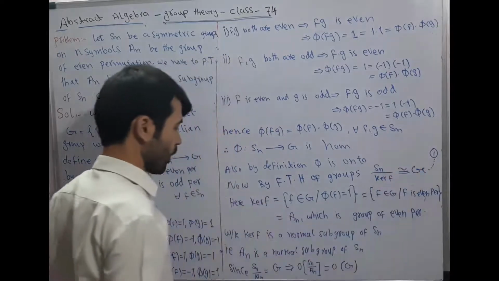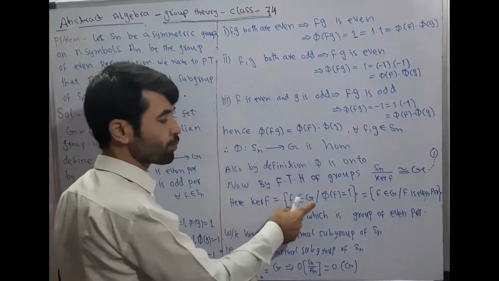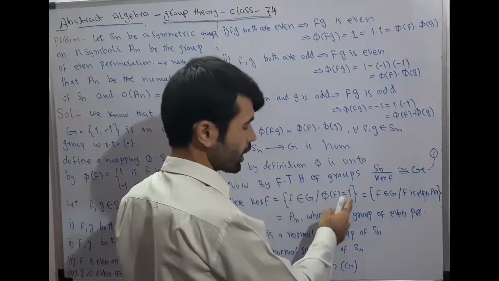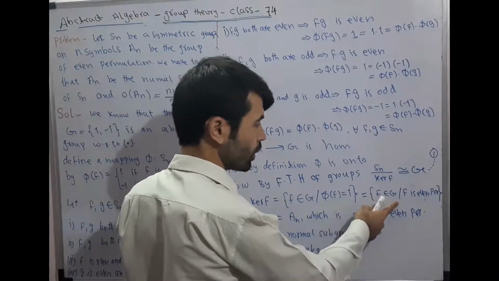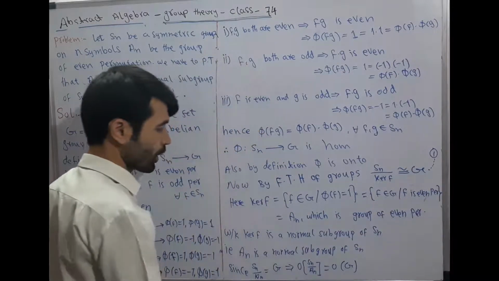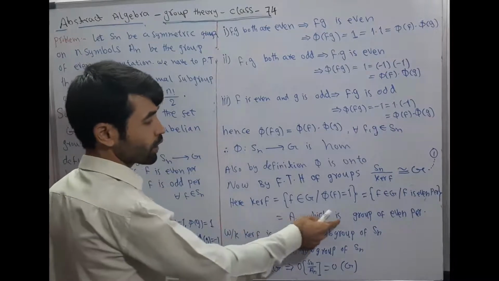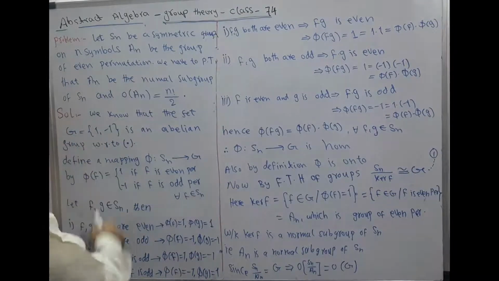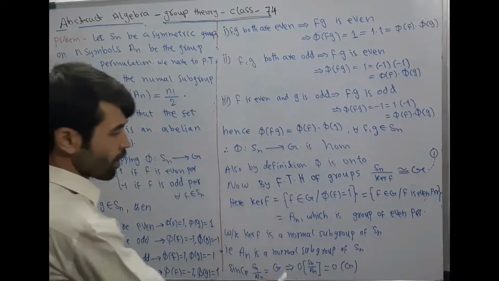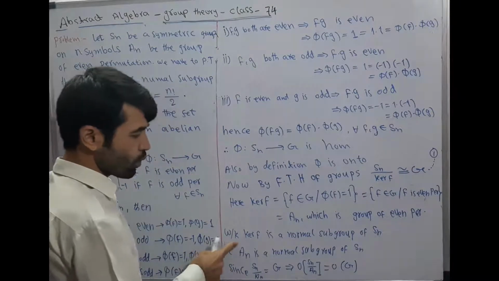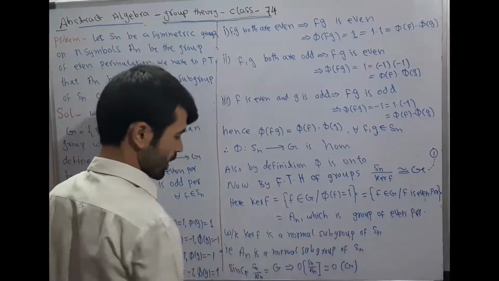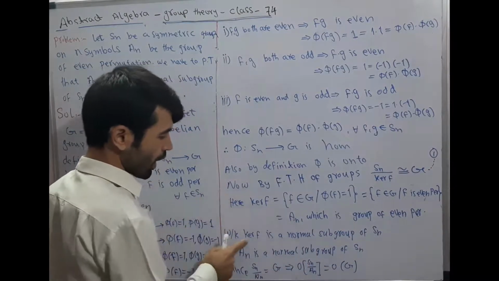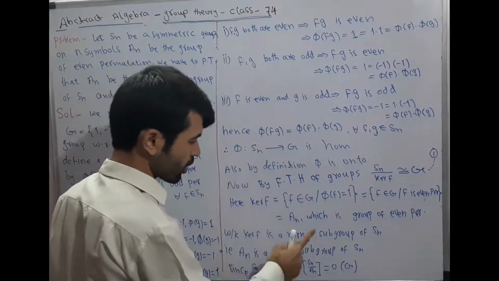Here kernel phi is equal to the set of f belonging to Sn such that phi of f is equal to 1. It is equal to the set of f belonging to Sn such that f is an even permutation. It is equal to An, which is the group of even permutations. We know that kernel phi is a normal subgroup of Sn. Since the kernel is equal to An and the kernel is a normal subgroup, An is also a normal subgroup of Sn.